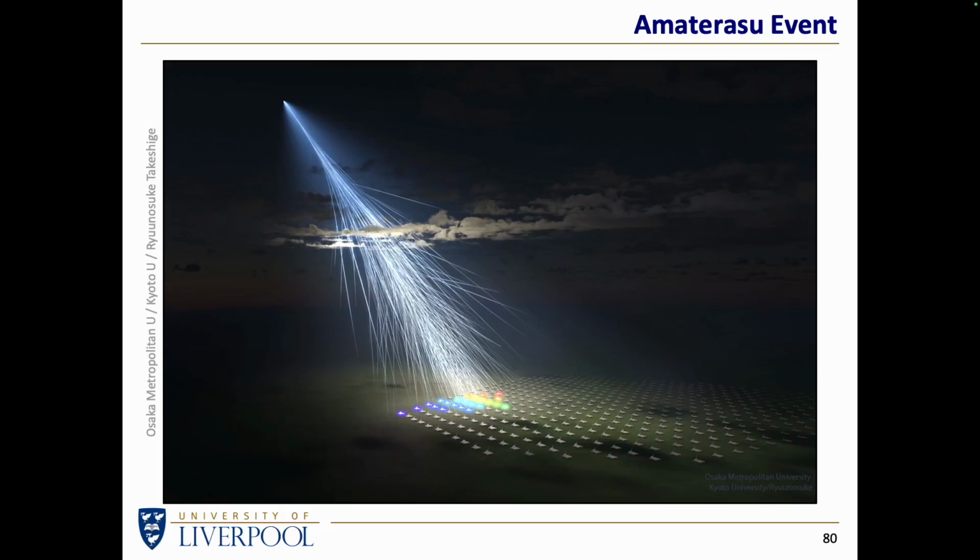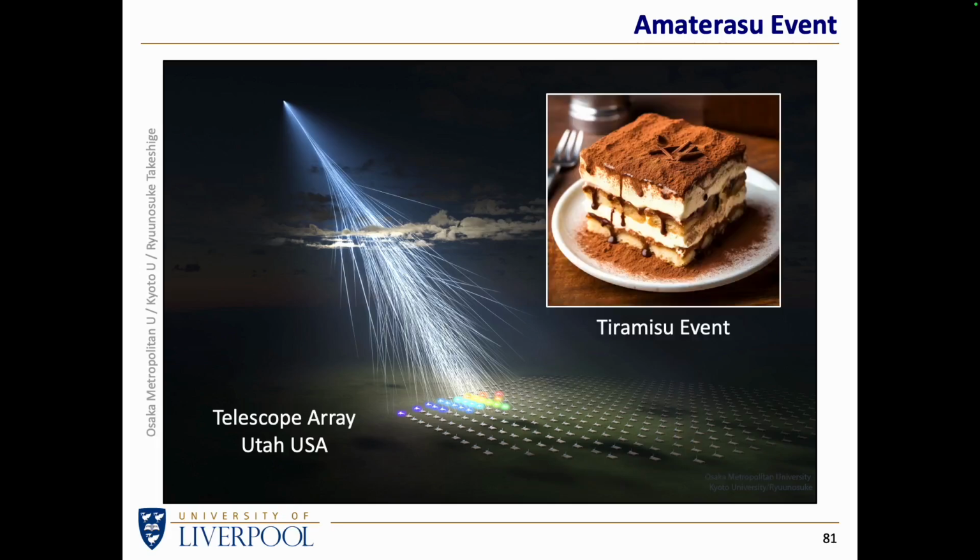So a little while ago was the Amaterasu event. This was picked up by a telescope array in the USA. It was reported in Astronomy Picture of the Day at the end of 2023. It was referring to data that was picked up in 2021. It was the second most energetic thing that we ever detected hit the atmosphere of the Earth, the second most energetic particle. And the Amaterasu particle should not be confused with the tiramisu particle. That's a completely different thing.